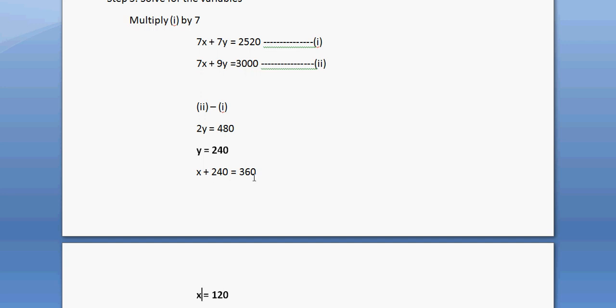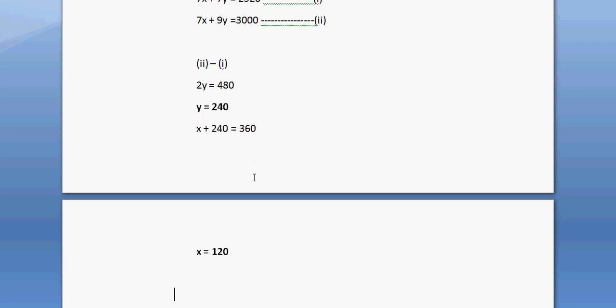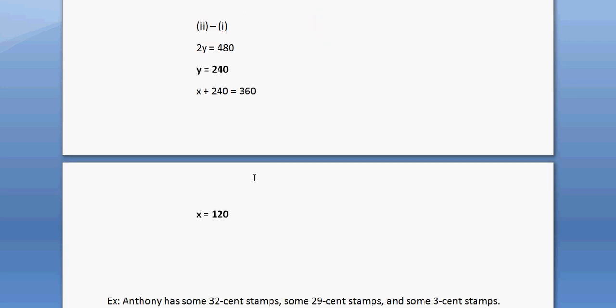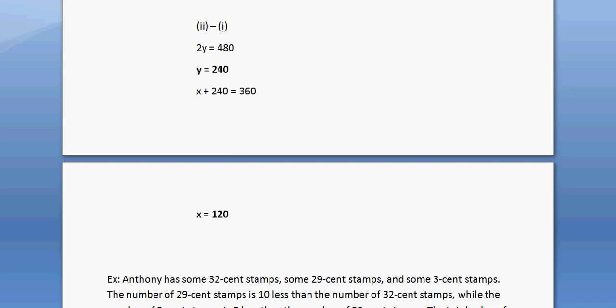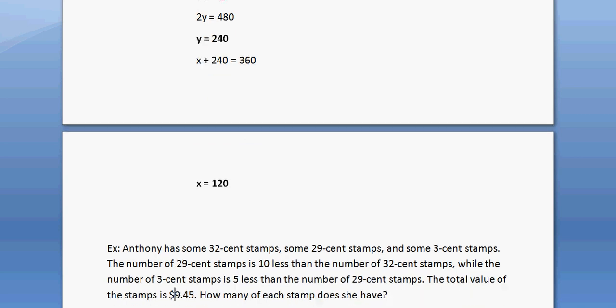Now we know x plus y is equal to 360, so x is equal to 120, and in this way we now know the number of stalks of both types. This is how we solve this equation. Once you do 3-4 questions, you would be very well versed with this method. Let's go to another question.